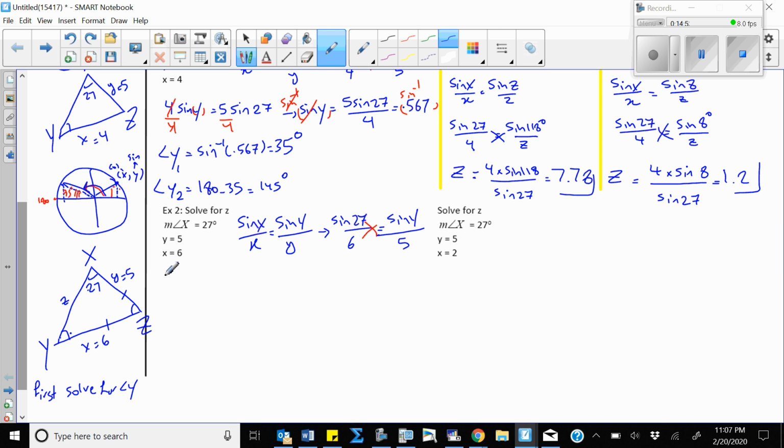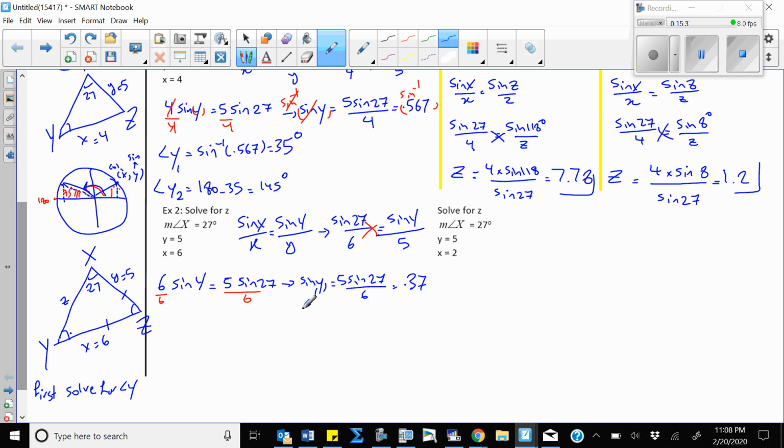As you cross multiply, you're going to have 6 sine of Y equal to 5 sine of 27. Then we divide both sides by 6. And from here, sine of y will be equal to 5 sine of 27 over 6. And if I use my calculator, I will see that this part is equal to 0.37. So sine of y equals 0.37.